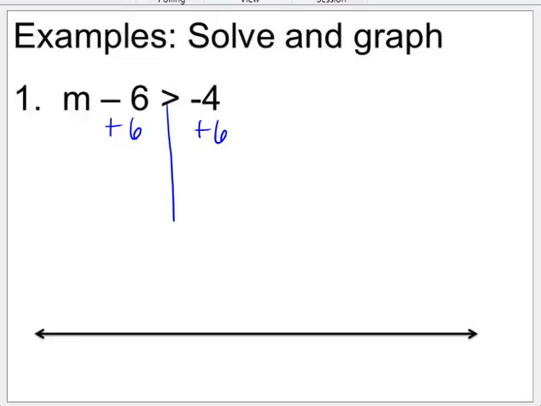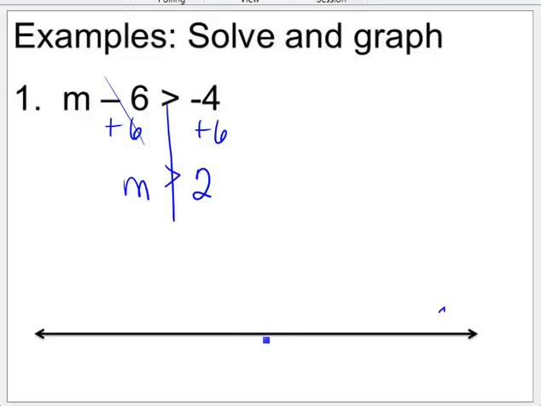sides. That does create that 0 that we always talk about, and we're going to end up with m is greater than 2. We just carry the sign down. We're not flipping it around because we're not dividing or multiplying by a negative.